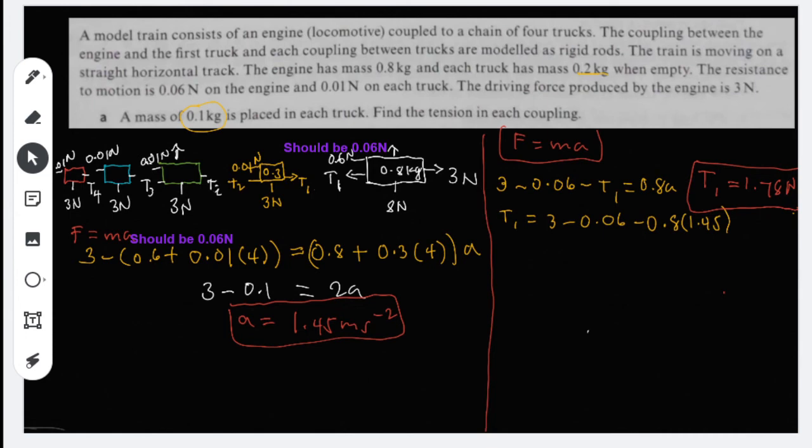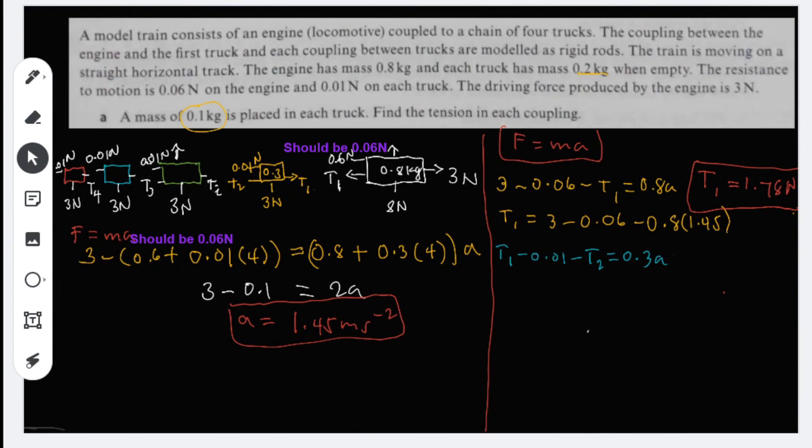Next, let's move on to the second one. That was the first tension. So for the second one, this part in here, that will be equal to T sub 1 minus the resistance 0.01, minus this T sub 2, and that will be equal to 0.3 times the acceleration. So the same thing.